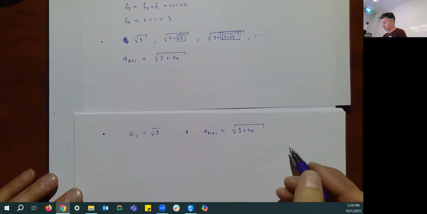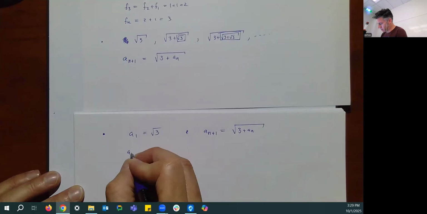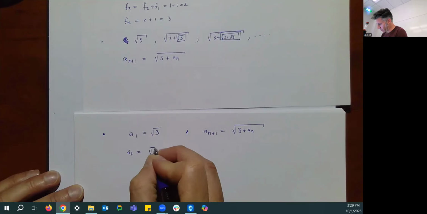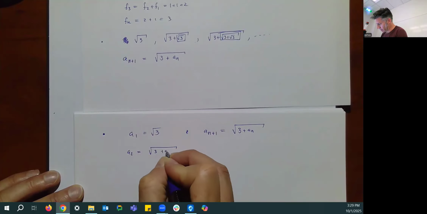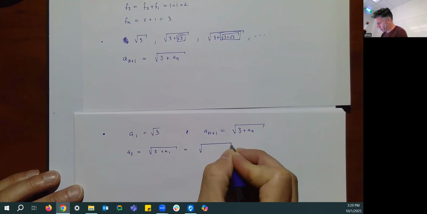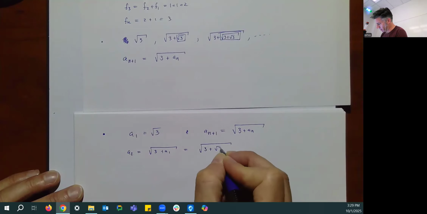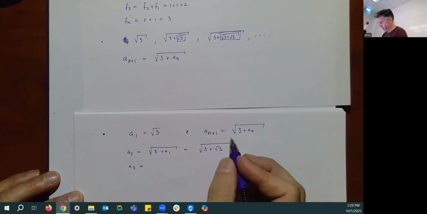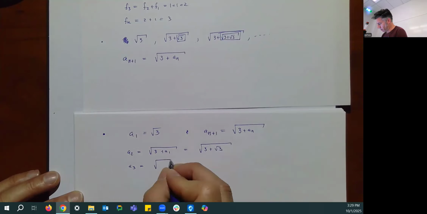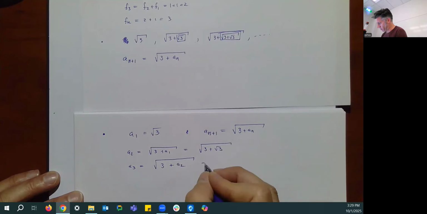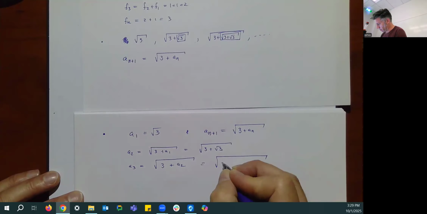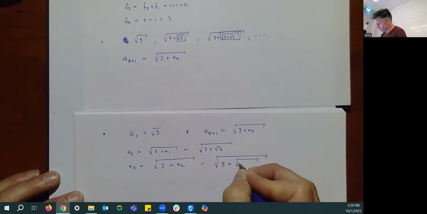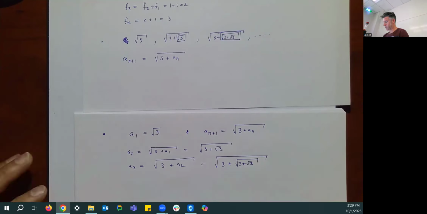And just to make sure this actually works, our a sub 2 should be the square root of 3 plus a sub 1, which is the square root of 3 plus the square root of 3. And then our a sub 3, looking at my formula, should be the square root of 3 plus a sub 2. So we just write that in there. It's the square root of 3 plus the square root of 3 plus the square root of 3.